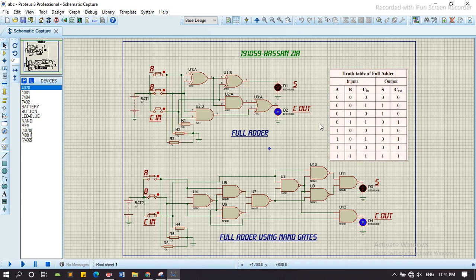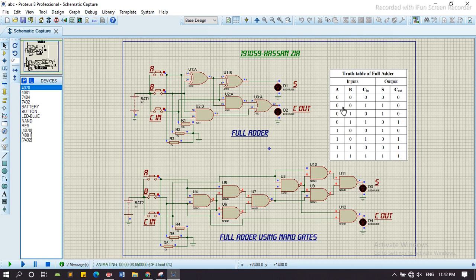Here we can read the truth table. When A, B and carry in are equal to 0, the sum is equal to 0 and C out is equal to 0. We run the simulation here. When A, B and carry in are 0, the sum and C out are 0. Similarly here, when the inputs A and B are 0 0, the sum is also 0.